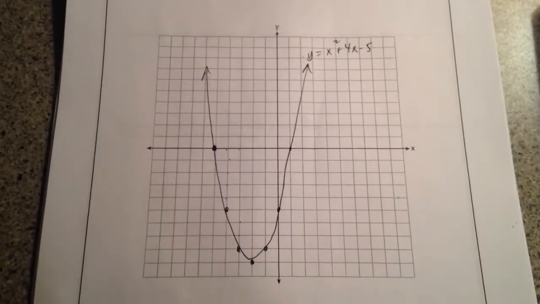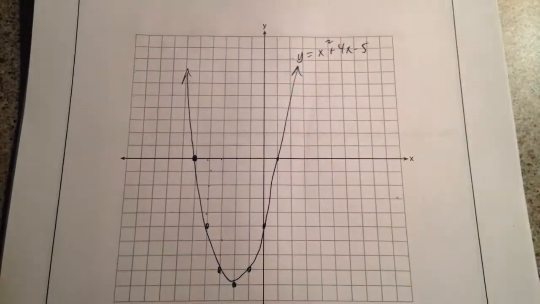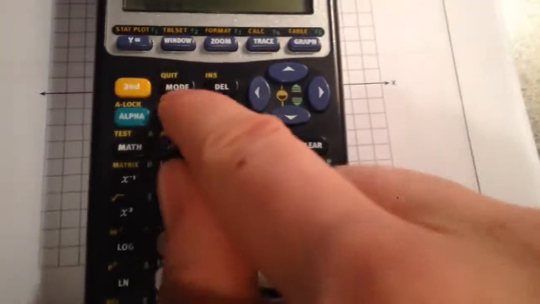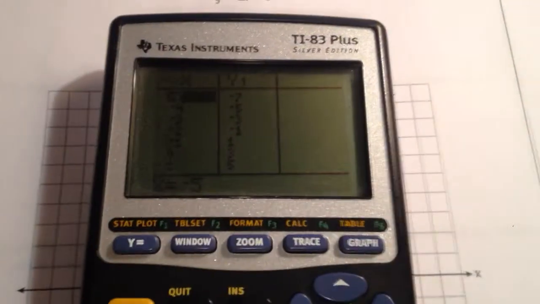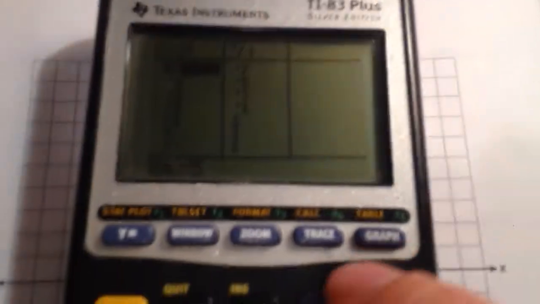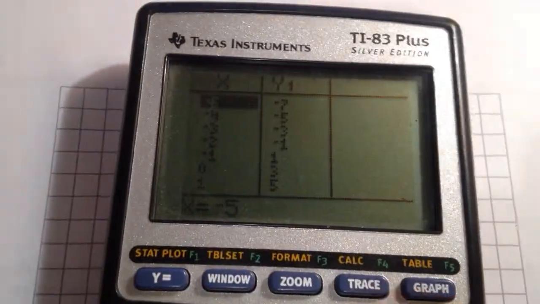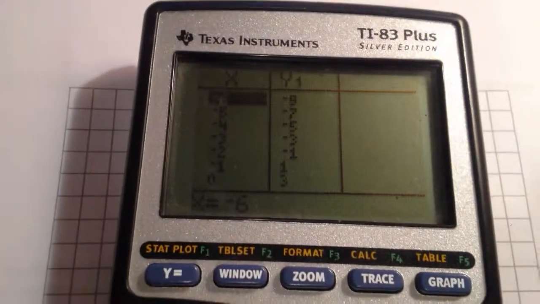This is the graph of your parabola. Make sure you extend your lines as far as possible. Now I'm going to enter in 2x plus 3. Go to second graph. Okay, this one you don't need to look for that top value matching the bottom one because this is a line. It's always going to be increasing in values. So let's use the same x value starting at -5.